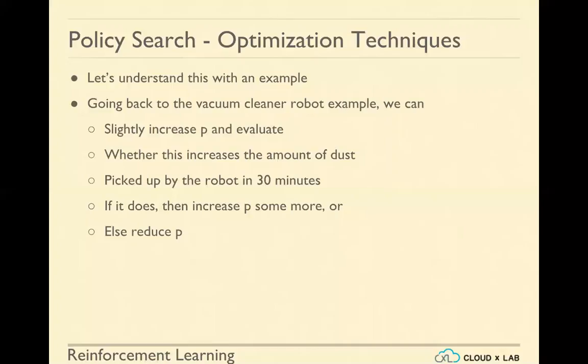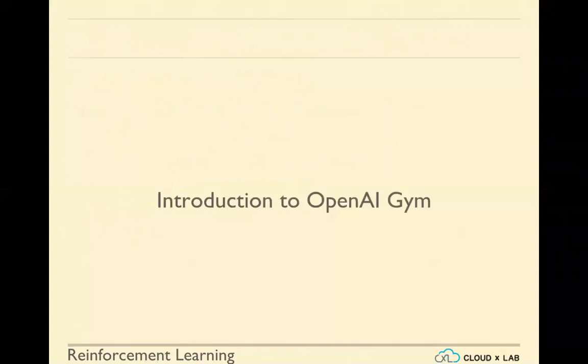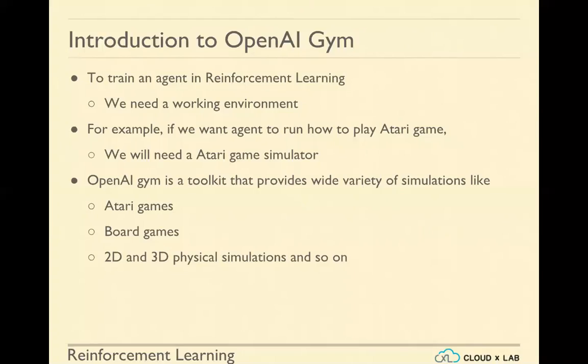All right. So this is basically what is called a policy search. We have already done this part as part of our understanding of the gradient descent. So I would like to walk you through the OpenAI Gym and then continue with the rest of our discussion.